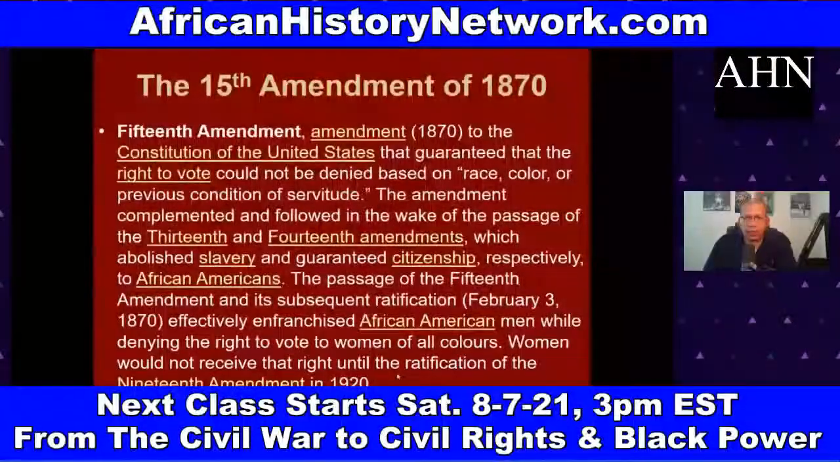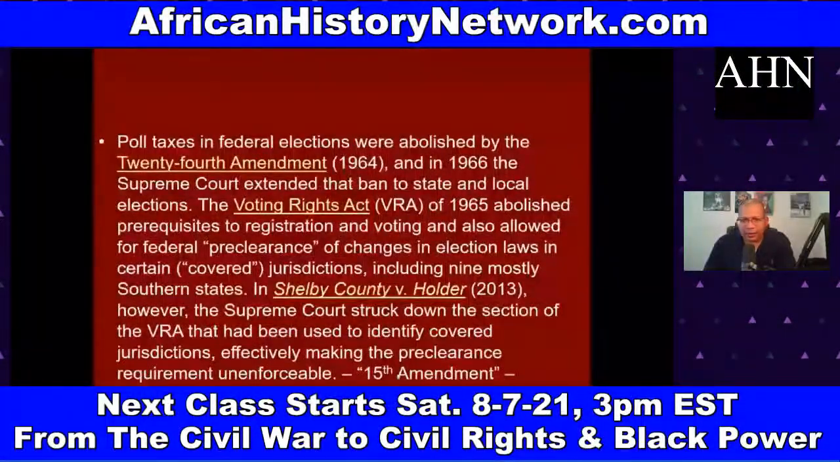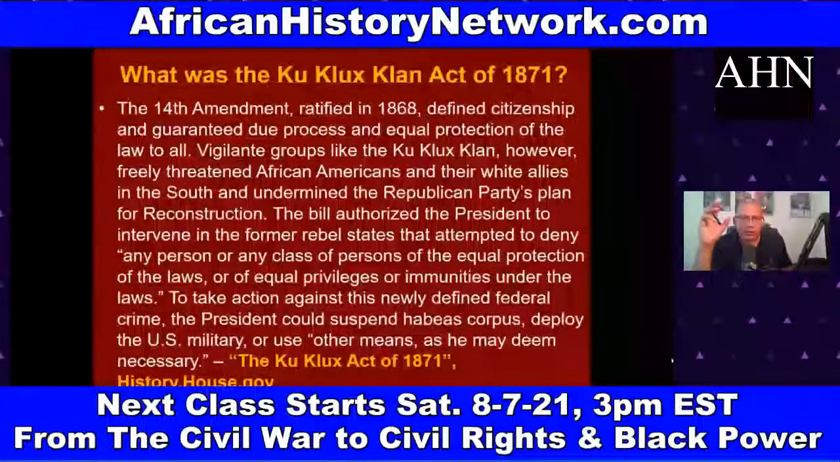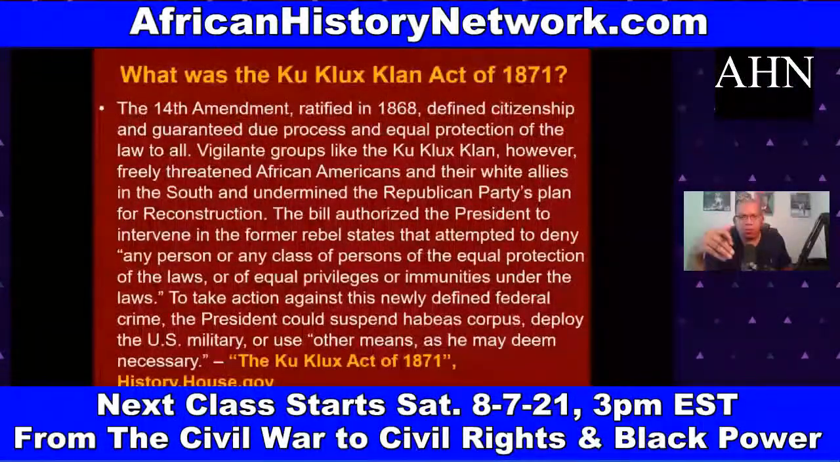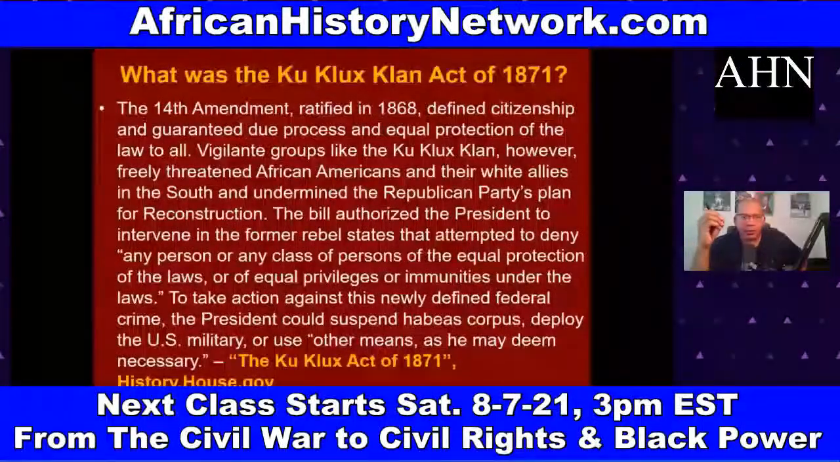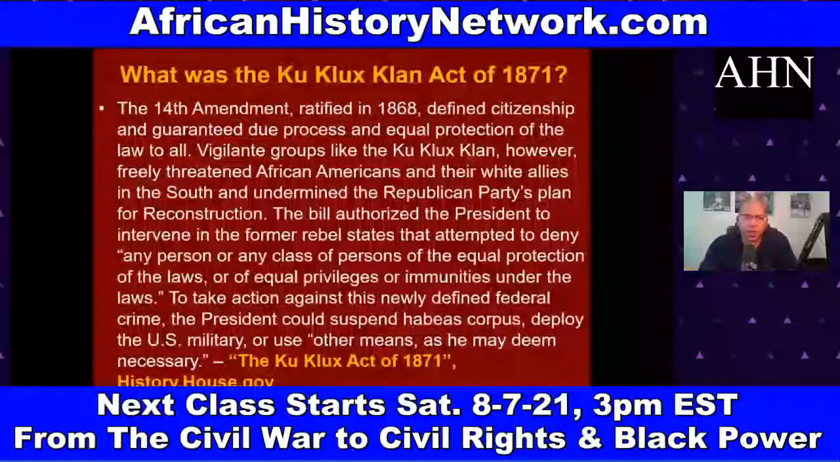Then we'll also look at things like the Force Acts, the 4 Force Acts during Reconstruction, especially the Ku Klux Klan Act of 1871. The Ku Klux Klan Act of 1871 was designed to crack down on the Ku Klux Klan, who was killing African Americans and lynching us, but they were also attacking white Republicans and white abolitionists, lynching them as well. The 14th Amendment, ratified in 1868, defined citizenship and guaranteed due process and equal protection of the law to all. Vigilante groups like the Ku Klux Klan, which was founded December 24th, 1865 in Pulaski, Tennessee, founded Christmas Eve, however, freely threatened African Americans and their white allies in the South and undermined the Republican Party's plan for Reconstruction.